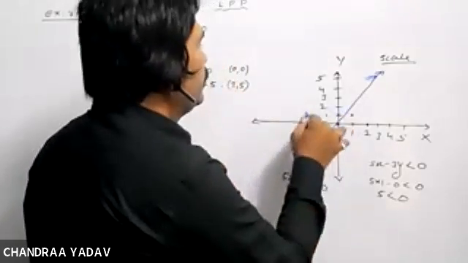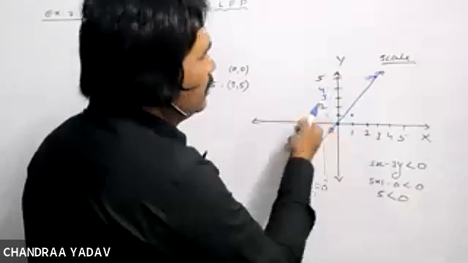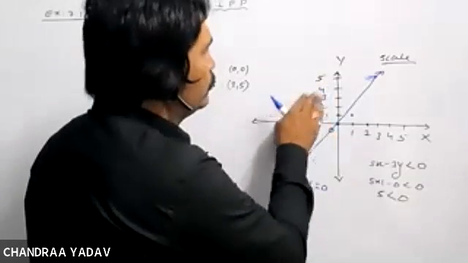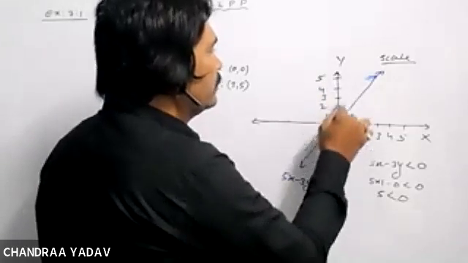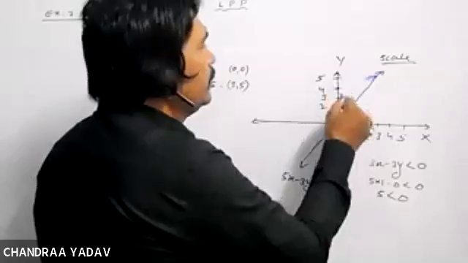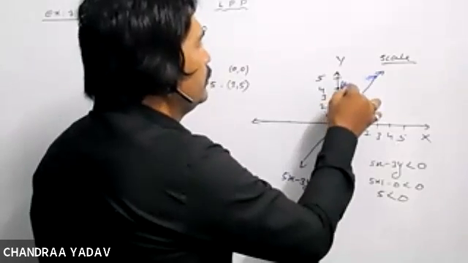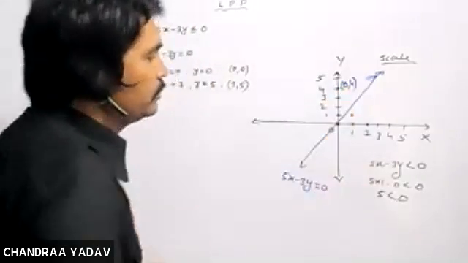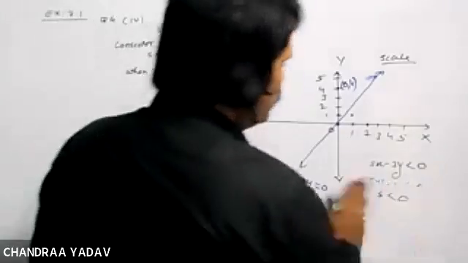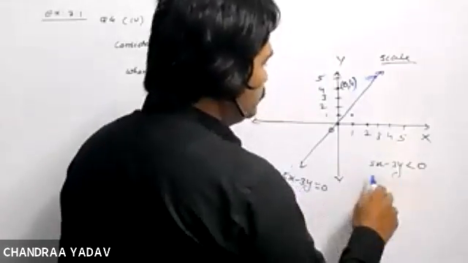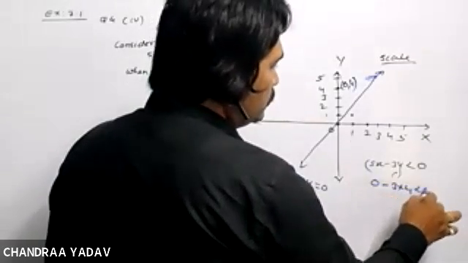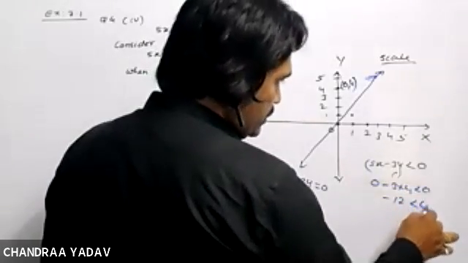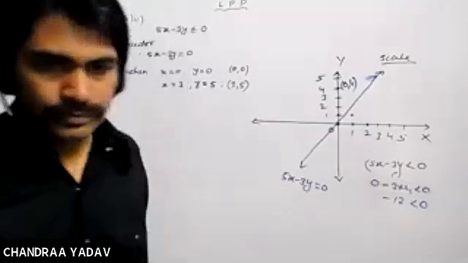Now we can verify another way. Suppose we consider any point. You can consider anywhere here, but we don't get the actual coordinate. So rather than creating doubt, better we consider any point on the axis only. Suppose we take this point. What is the coordinate of this point? It is 0 comma 4. Let's substitute 0 comma 4 in this one. This gives 0 and 3 into 4, minus 12 is less than 0. Is it true or false? True.